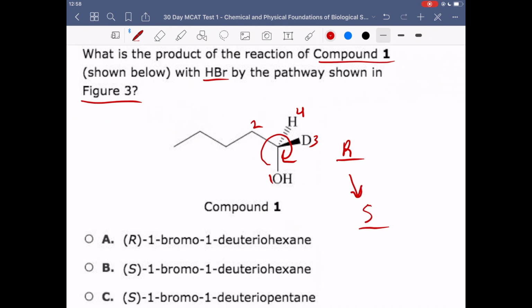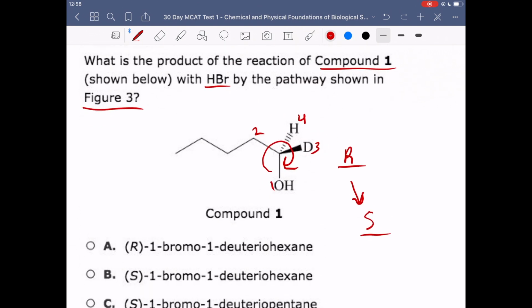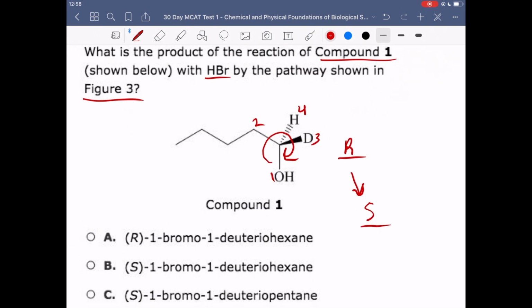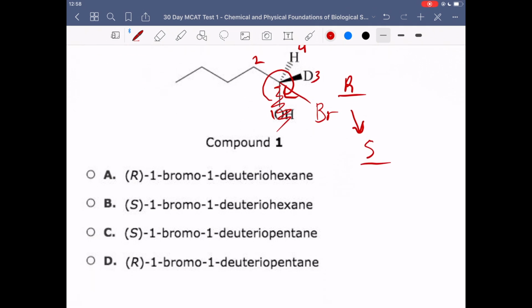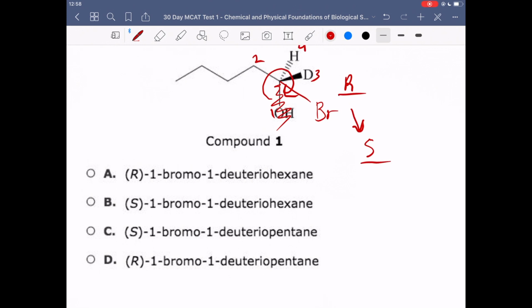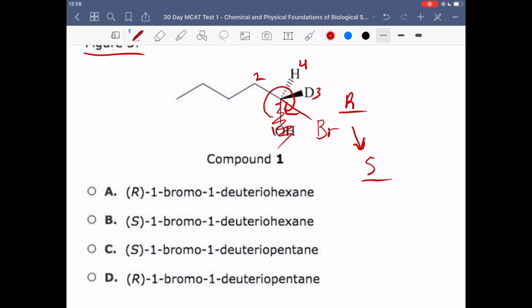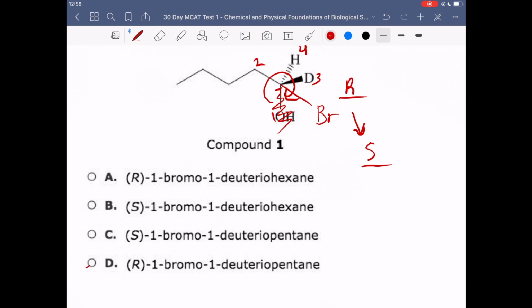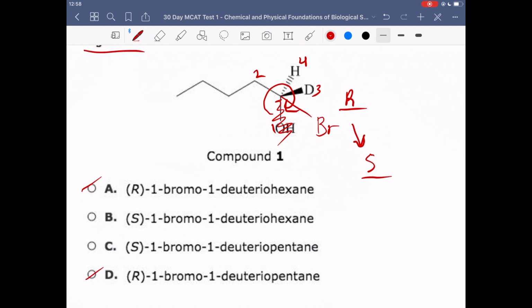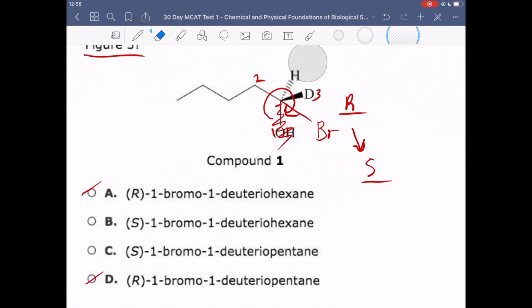And then where is the product going to attach? We're reacting it with HBr. So Br is going to come and attach to this same carbon, and then the OH is going to be removed. I haven't drawn the stereochemistry properly, but it's attached to that carbon 1. So we're looking for something that is S and not R, and we're looking for something that has all the labeling properly as well. And how many carbons are there in this molecule?